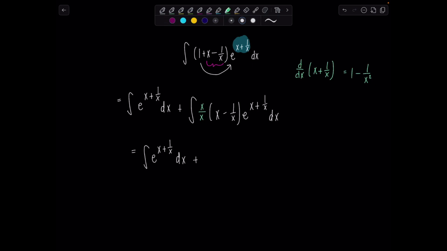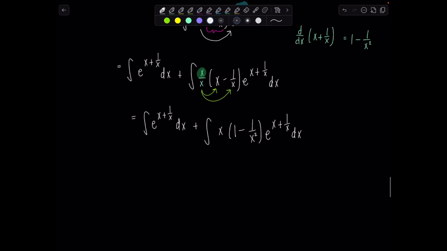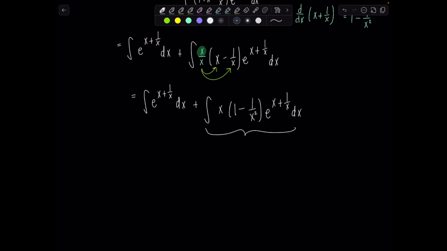So now I'm going to leave this x on the outside and then distribute this x in the denominator to those two terms. So we will have the integral of x times (1 minus 1 over x squared) times e raised to the x plus 1 over x dx. Good? Okay, so now we're going to apply integration by parts to this second integral here. The first one's just minding its own business.